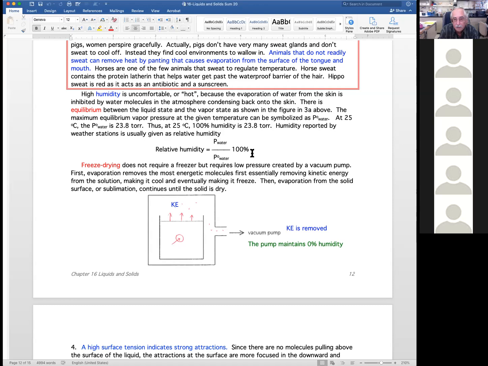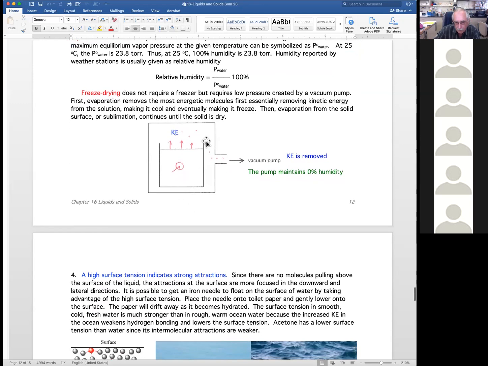So now I think we could talk about what's called freeze drying. Freeze drying, you don't need a freezer. So say I had a glass of water and I put it in this vacuum chamber and I turn on the vacuum pump. What's going to happen? First, there's going to be evaporation from the surface. I might see a little bit of boiling, depends upon how strong the vacuum pump is. But mostly I'm going to see evaporation.